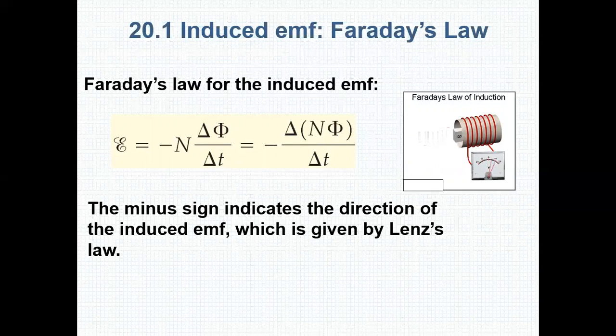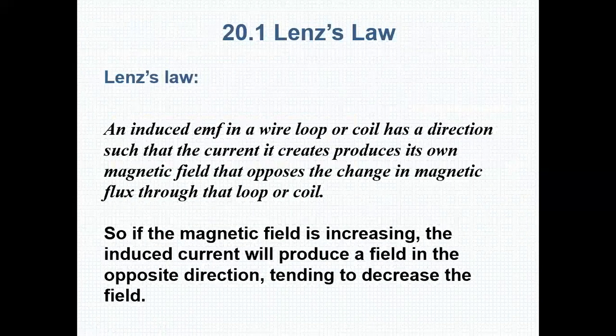Okay. So in this expression, there is a minus sign that can be explained by Lenz's law. In the next slides, we'll talk about Lenz's law. An induced EMF in a wire loop or coil has a direction such that the current it creates produces its own magnetic field that opposes the change in magnetic flux through that loop. This law comes from the law of conservation of energy, because energy should be conserved, right?